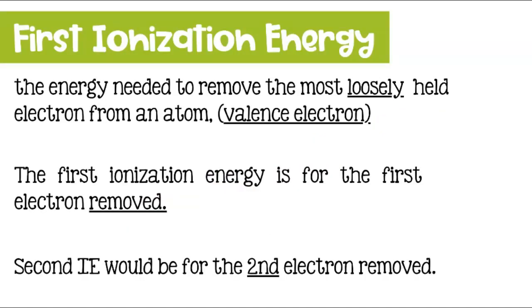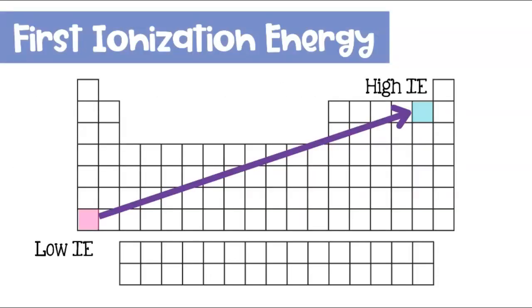Now, the first ionization energy is the energy needed to remove the most loosely held electron from an atom, its valence electron. The first ionization energy is for the first electron removed, and the second ionization energy is for the second electron removed. Keep in mind that the smaller an element is, the more closely it's going to hold its electrons, so the higher the ionization energy will be. That is why fluorine has the highest ionization energy. The ionization energy follows the opposite rule as the atomic radius.